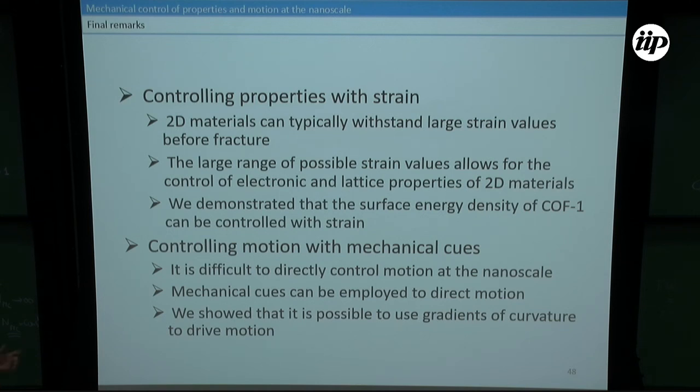And regarding the second part, controlling motion of mechanical cues, it's pretty difficult to get this kind of controlled motion at the nanoscale. So it's pretty nice if you can get some kind of mechanical cues that direct motion so the structure will move itself to where you want it to be. They showed before that you can do that with stiffness gradients. We show here that we can also use gradients of curvature to get the same effect.